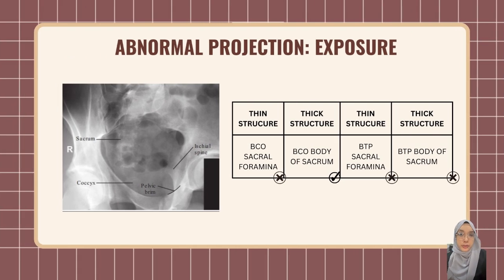Next, the exposure for the abnormal projection of the AP sacrum. I would say this projection is inadequate because for the contrast, the thin structure, which is the bony cortical outline of the sacral foramina, cannot be seen, but the bony cortical outline of the body of the sacrum is visible, which is a thick structure. For density, the bony trabecular pattern of the sacral foramina and also the thick structure, the bony trabecular pattern of the body of the sacrum, cannot be seen.